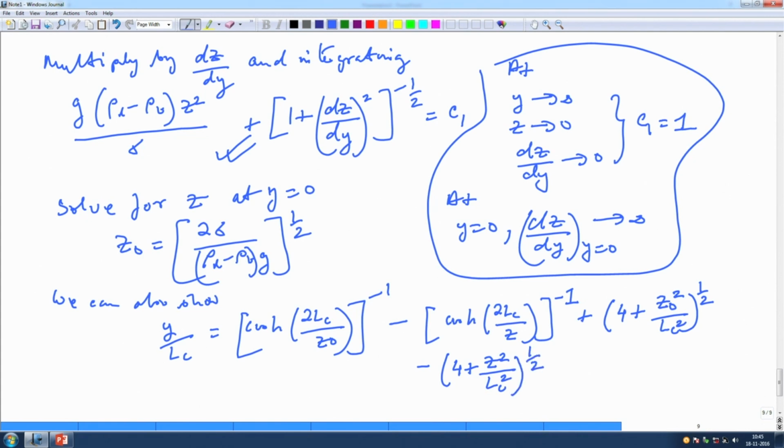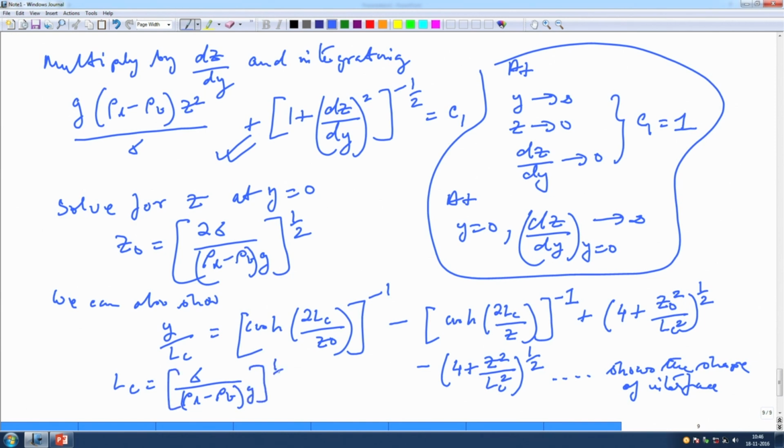This particular expression basically shows the shape of the interface. We will see what LC is, do not worry. LC is just an expression, and it has also got a formal name: it is called the capillary length, a characteristic capillary length basically.